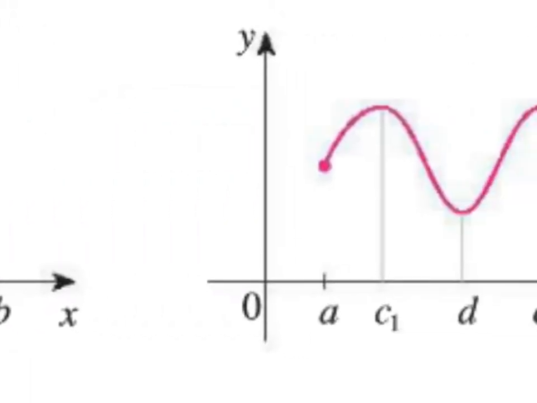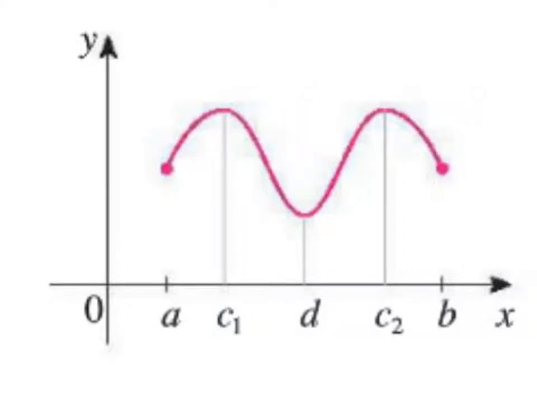And then the last graph here, notice it shows two instances where we hit the absolute maximum, and that's okay too. This theorem doesn't say it's going to happen exactly once. It just says that it will happen, sometimes more than once.